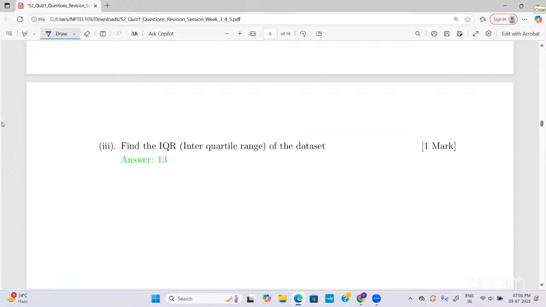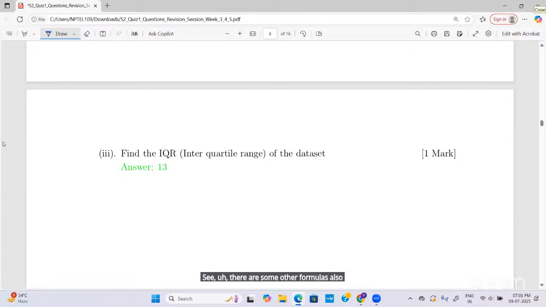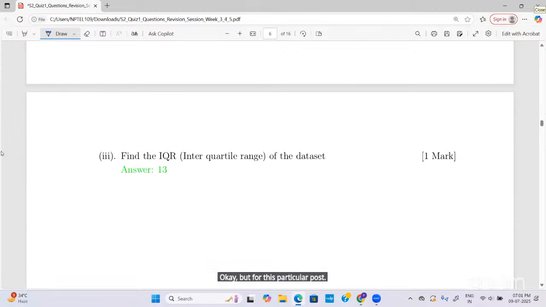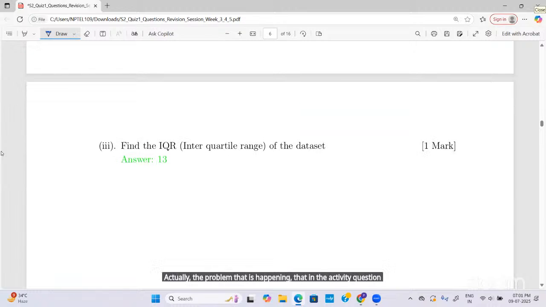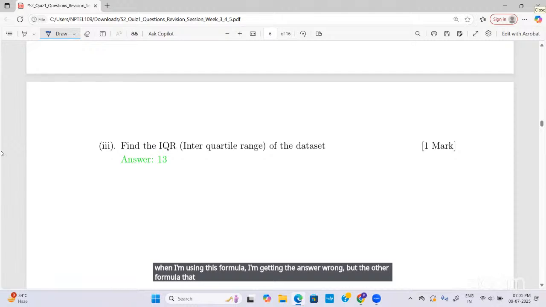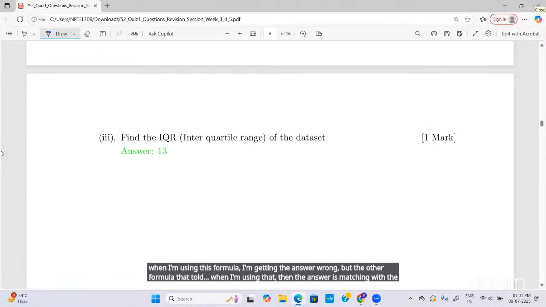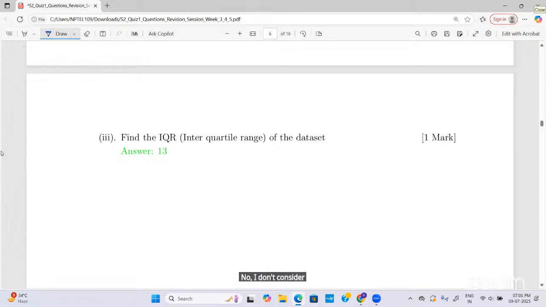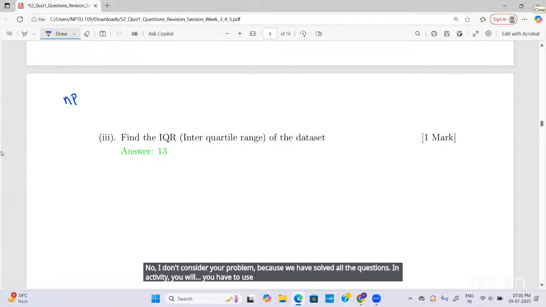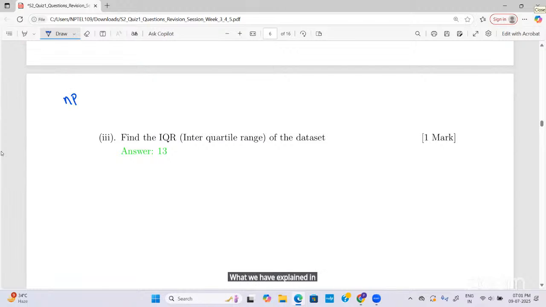See, there are some other formulas also for calculating the percentile. But for this particular course, we are using these formulas. Actually, the problem is that in the activity question, when I'm using this formula, I'm getting the answer wrong. But the other formula, when I'm using that, the answer matches the activity question. No, I don't consider your problem, because we have solved all the questions in the activity. You have to use only this formula, which we have explained in the lectures, and you will get the answer.